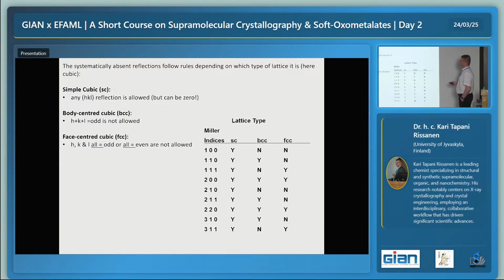If we have a simple cubic system, all reflections are allowed, but when we have a body-centered cubic, BCC, then a combination where H plus K plus L is odd is not allowed. So if this is 1, 1, 1, which means 3, it doesn't exist. So that will tell us something. How do we know this? We know it from the instrument. We know it from the diffraction pattern.